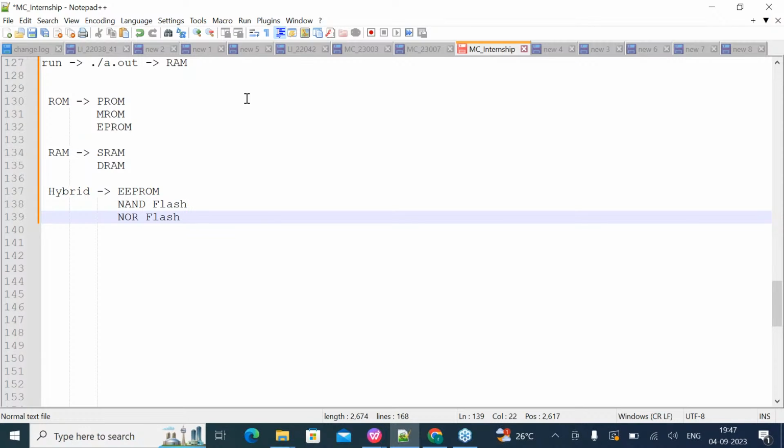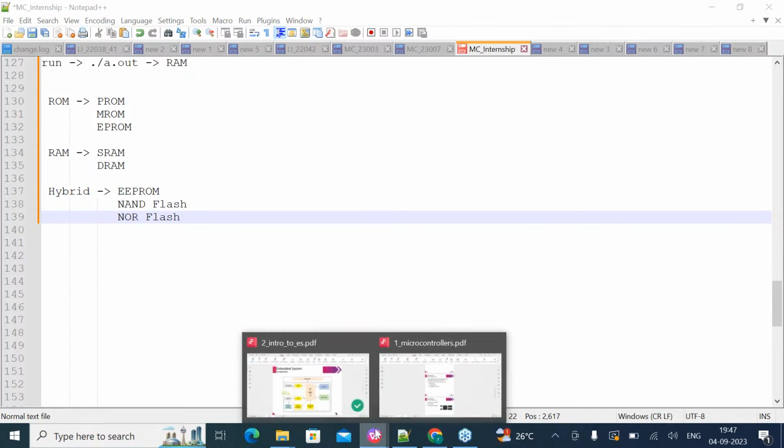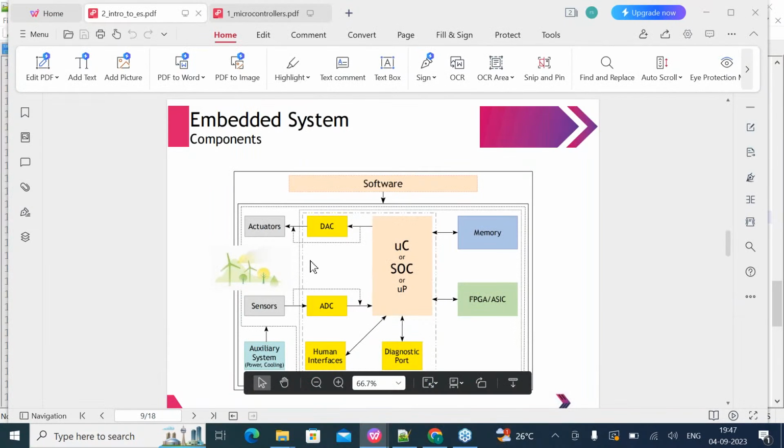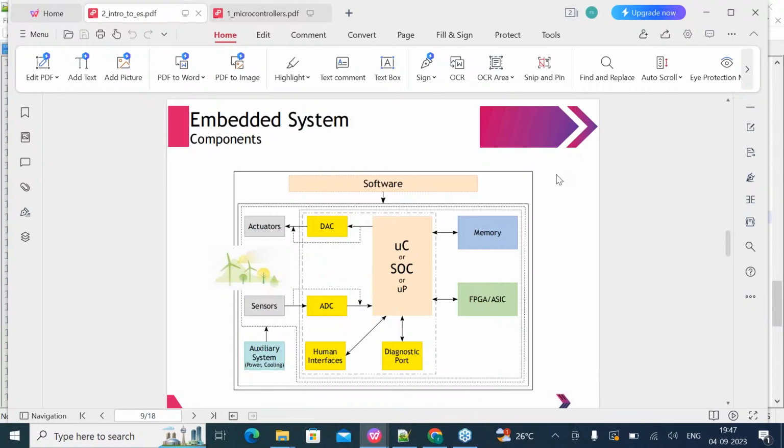Okay, so this is about the embedded system memories. Now let me go to the next component, guys. We are still in the second component. The next component of an embedded system, if you ask me, you can consider as a sensor.